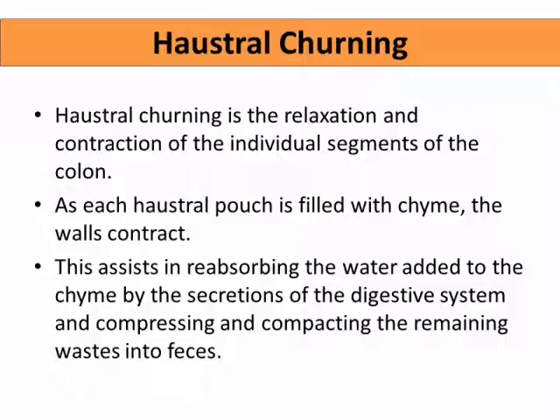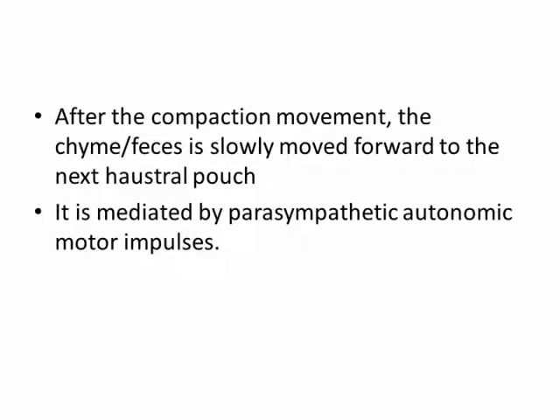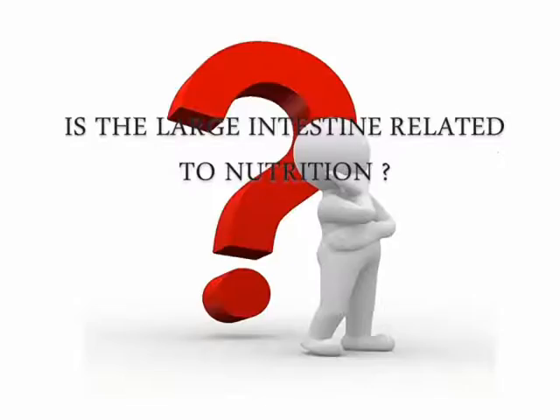Haustration is a slow segmenting movement within the large intestine as each haustral pouch is filled with chyme. The walls contract, which assists in reabsorbing the water added to the chyme by the secretions of the digestive system, and compressing and compacting the remaining waste into feces. After the compaction movement, the chyme or feces is slowly moved forward to the next haustral pouch. It is mediated by a parasympathetic autonomic motor impulse.